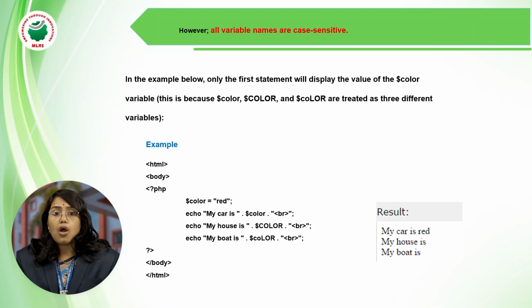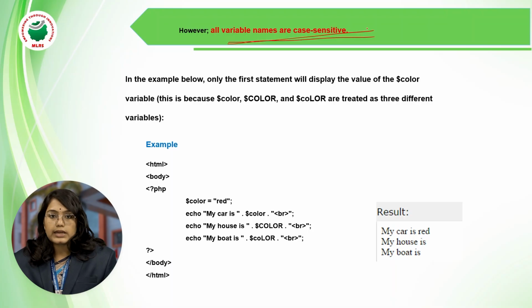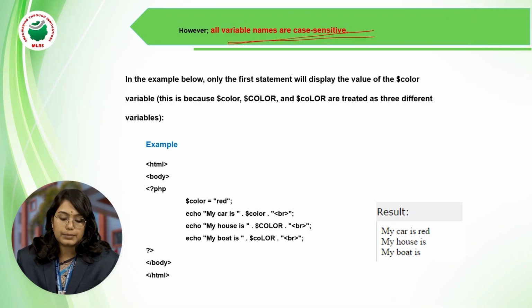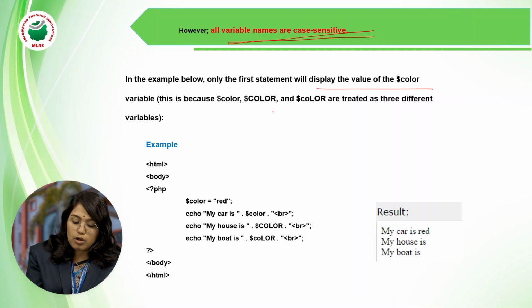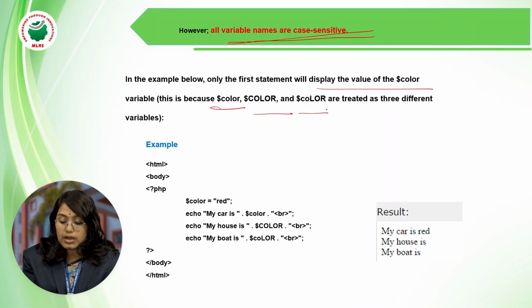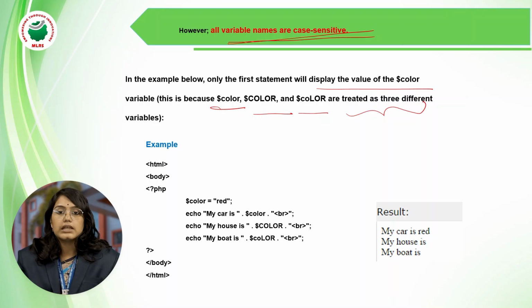Next, however, all variable names are case sensitive. All variable names are case sensitive. Why? We will see with an example. In the below example, only the first statement will display the value of the color variable. This is because $color, $COLOR and a combination of upper and lower case in color are treated as 3 different variables. Why are they treated as 3 different values? Because all variable names are case sensitive. So it may vary from one to another. Let's see how it is in the below example.